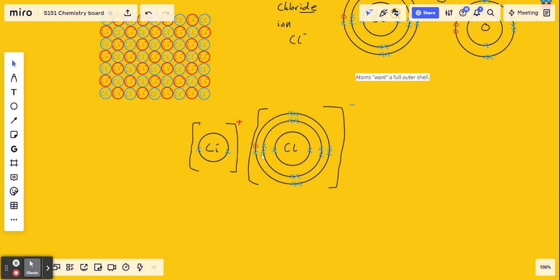So the other thing you can do, by the way, with these is you don't actually have to draw the other shells. You only have to draw the shell that has been affected. And so with the lithium ion, we can actually get away with just doing that. And with the chloride ion, we can get away with just doing the outer shell, like this. There you go. So that's how you draw an ionic bond.